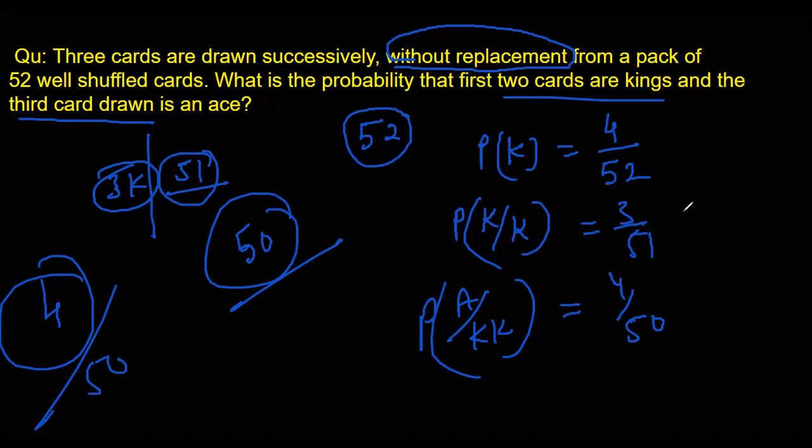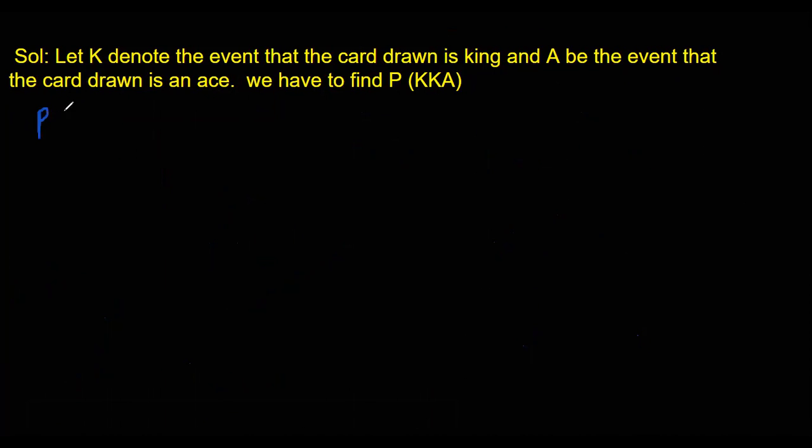Now what is he asking? He is asking to find the event occurring in this order: P(K, K, A), king, king, ace. That's what he's asking, right? So we'll apply the formula. This is actually the product of these three, this into this into this. The P(K) will be how much? The first card king is 4 by 52. And then we said P(K|K), which means the first card is a king, then the second card is a king.